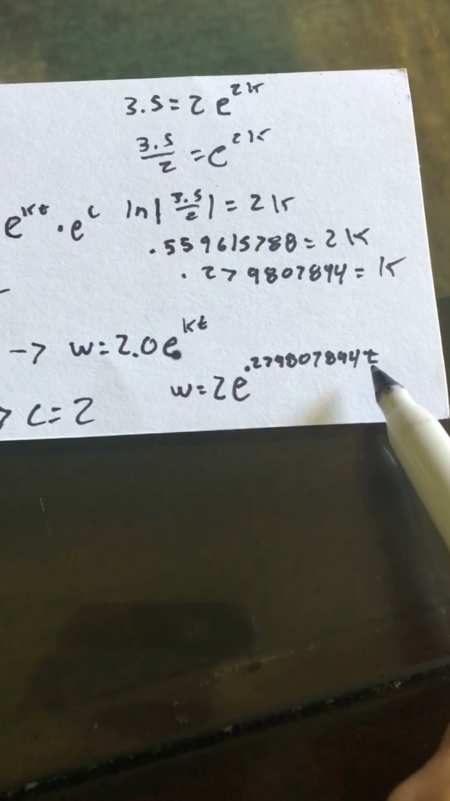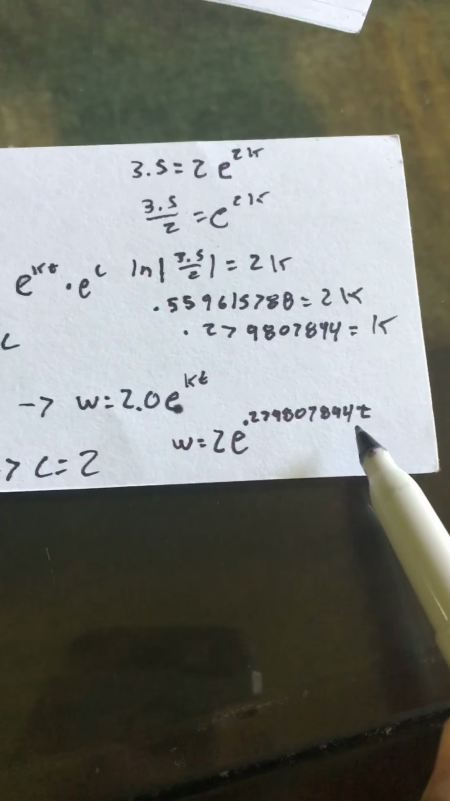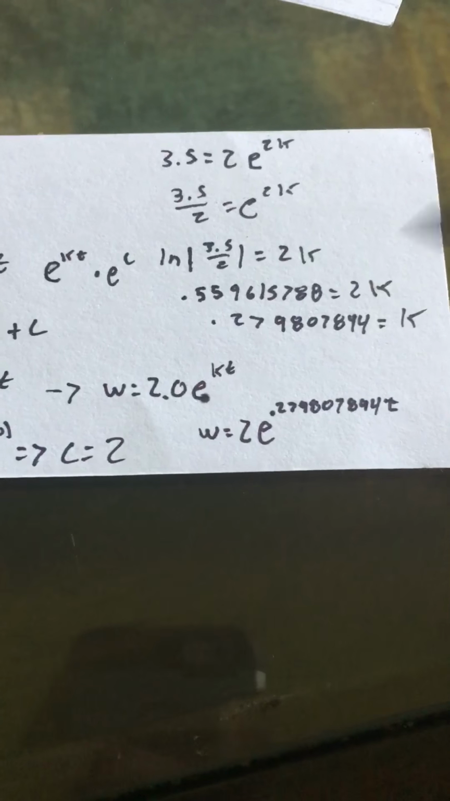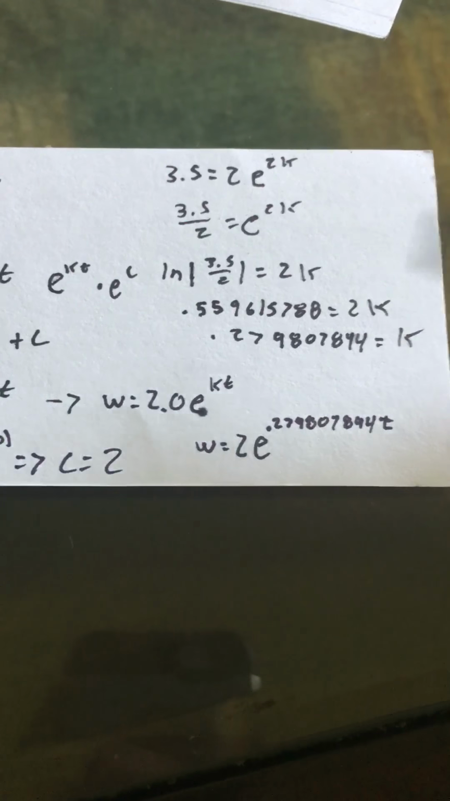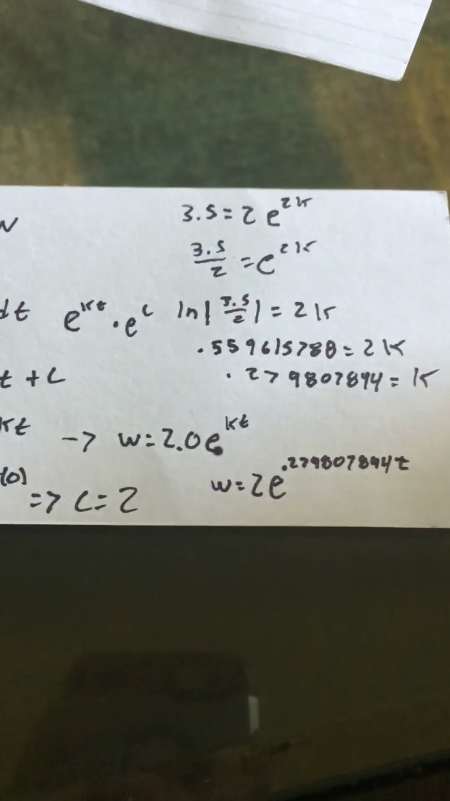And then now it's asking how much will the puppy weigh when it's 3 months old, right? So all you gotta do is plug in a 3 for t. Put that in the calculator, and that's where you get 4.6.